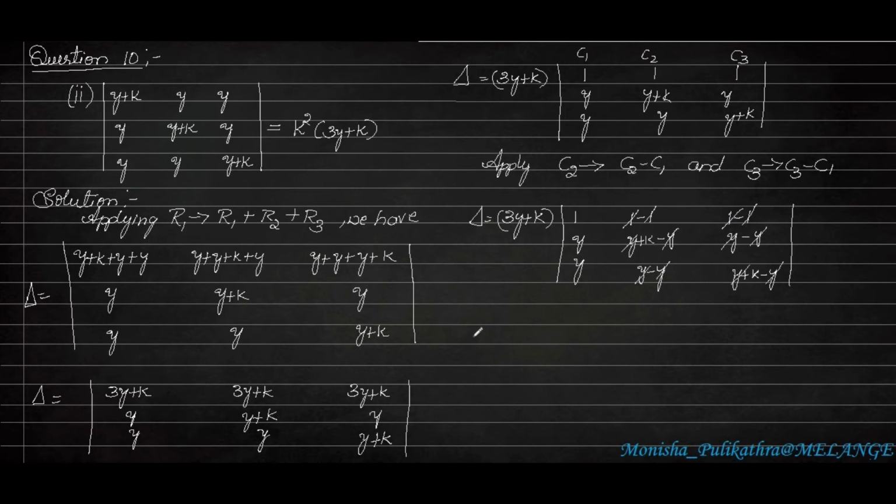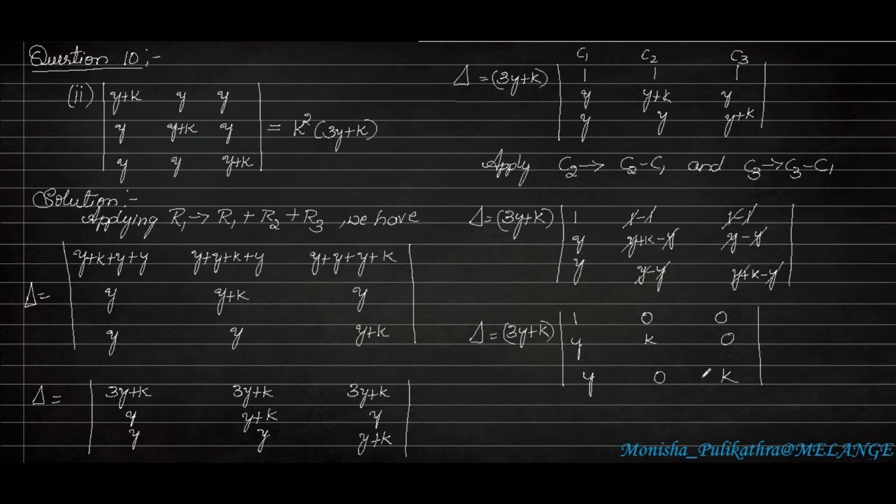So the remaining will be delta is equal to 3y plus k. The remaining is 1, 0, 0. Here y, k and 0. Here y, 0 and k. So these are the things remaining.